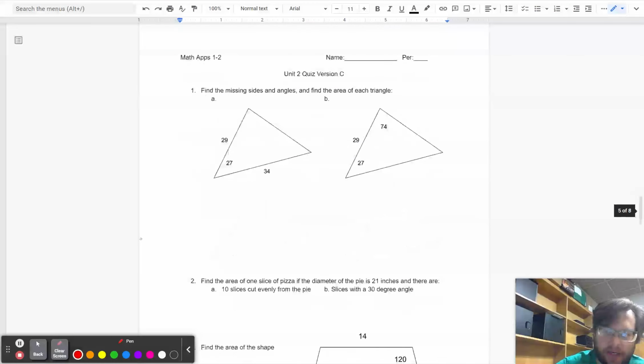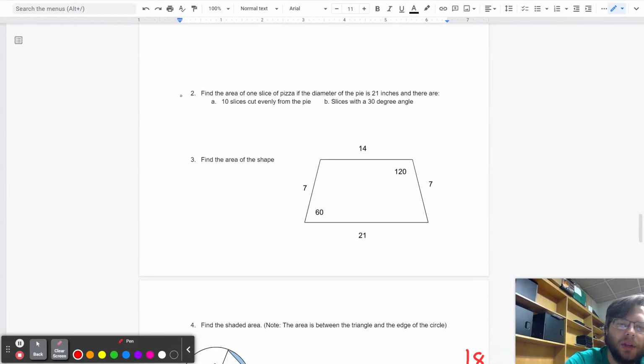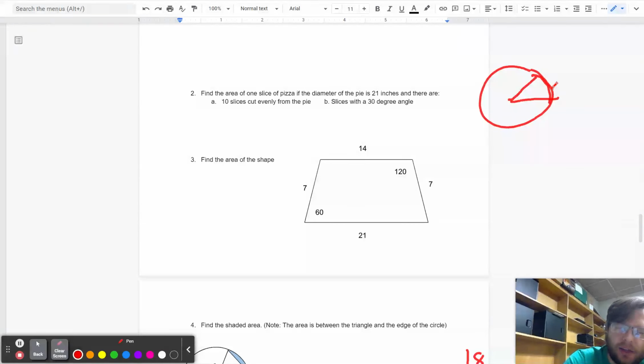Now I'm sliding on down to do question 2. If we have a pizza here and we find one slice, we're really finding the area of a sector. And the area of a sector is whatever your angle is in the middle. I usually use the letter theta. It just looks like a 0 with a cool comb over.